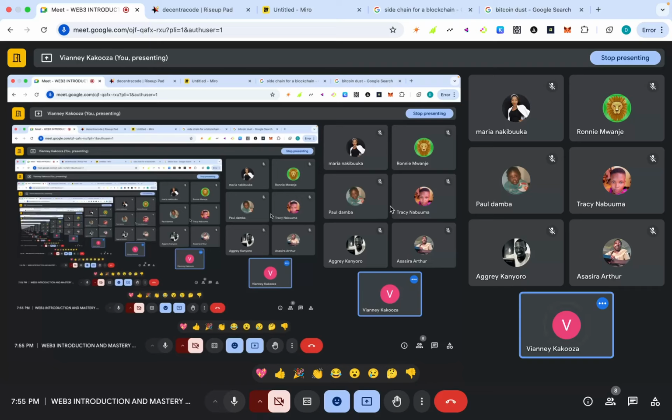Okay, anyone has an idea of what a plasma blockchain is? That will be the last thing, and then we can close up. Arthur, Paul, Tracy, Ronnie, we've been very quiet.